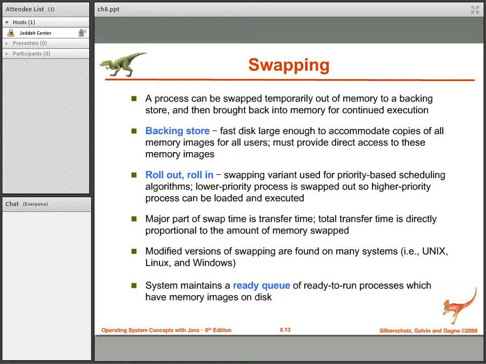The backing store is a fast disk that is very large, and it stores copies of all memory images for all users. This backing store provides direct access to these memory images for the users.